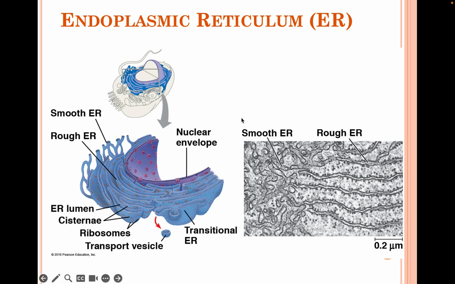All right, here's a picture of endoplasmic reticulum. Here you can see an electron microscope image showing the smooth endoplasmic reticulum here and a rough endoplasmic reticulum. You can see all the bumpy little ribosomes here.